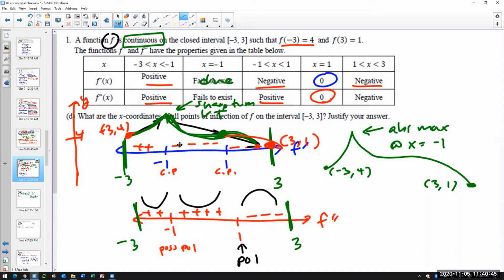Here I change from positive to negative. Then I'm negative, then I'm negative. F prime never changes back to positive. Okay? There's no relative min. So I just have 2 endpoints.